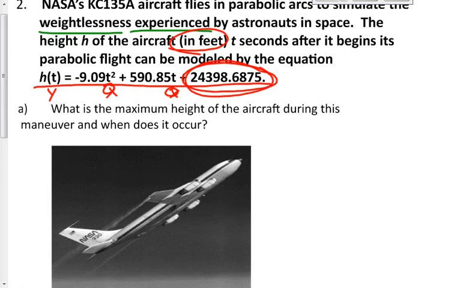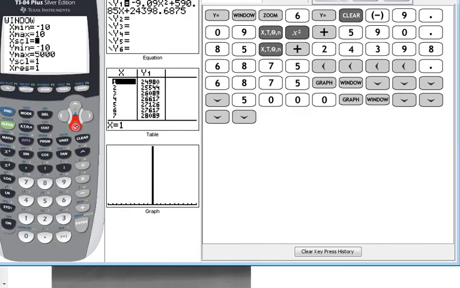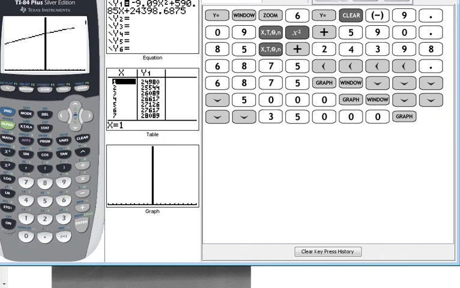Let's set it at, we'll just go maybe 10,000 more than that. Let's set it at 35,000 feet. 35,000 is what we're going to put our y at. So go to the window, y maximum, 35,000. Okay, let's graph that.